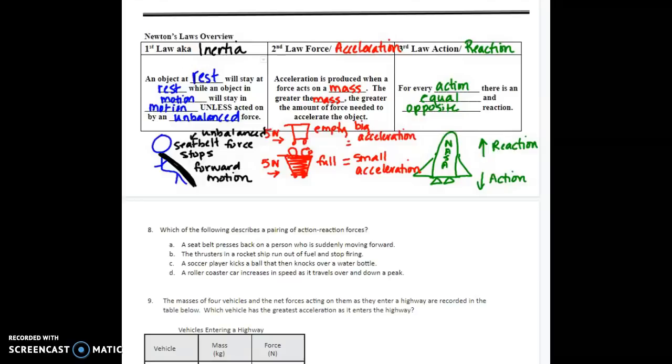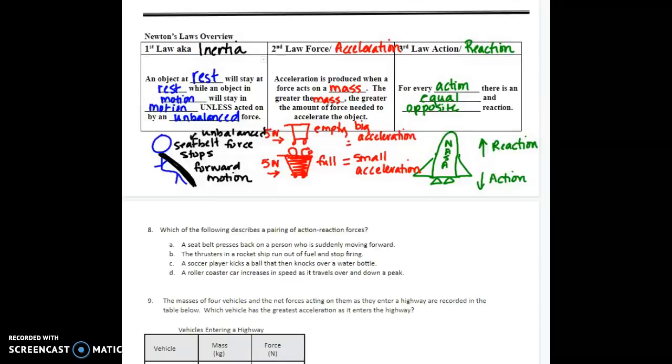Second law is also known as the second law of force and acceleration. It says that acceleration is produced when a force acts on a mass. So any sort of force that you put on anything with mass, it's going to move. The greater the mass, the greater amount of force needed to accelerate the object.